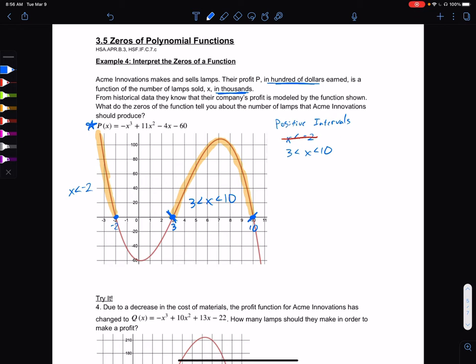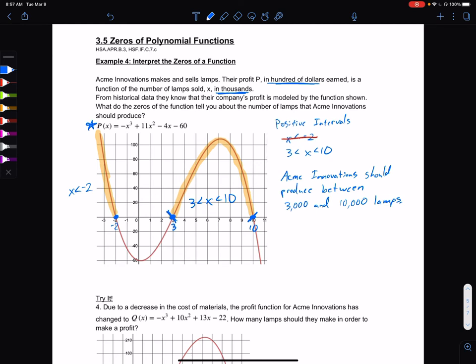And remember, this is in thousands. So Acme Innovations, if they want to make a profit, should produce between 3 and 10, but since we're in thousands, Acme Innovations should produce between 3,000 and 10,000 lamps. Based on this model, anywhere between 3,000 and 10,000, they're going to make a profit.